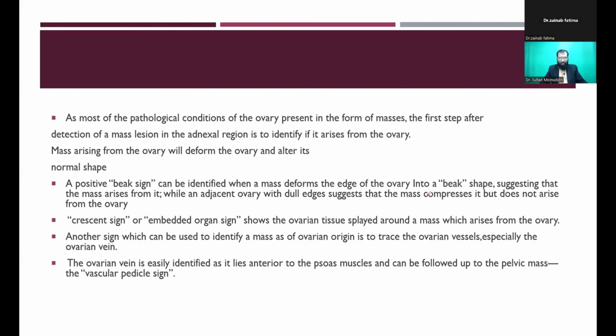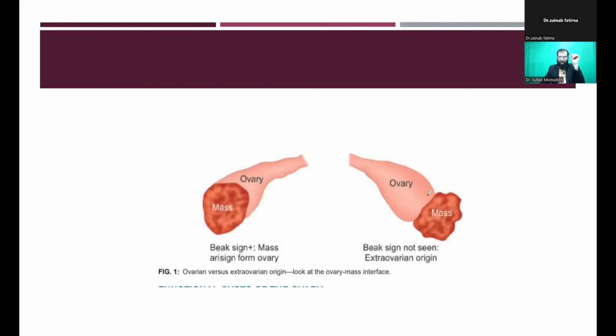Okay. There are two important signs which I would like to show you. I'll show the image so that it becomes very clear first. So suppose this is the ovary and there is a mass lesion. Now, how will you understand whether this mass is arising from the ovary, or is arising from somewhere exterior and compressing the ovary? So you have a sign which is called the beak sign or claw sign.